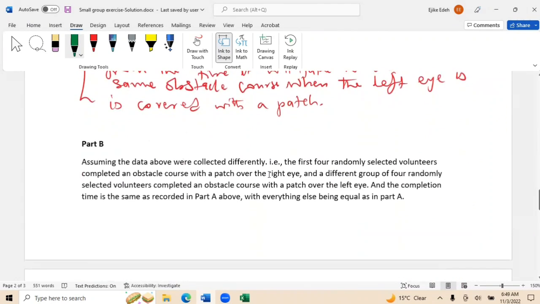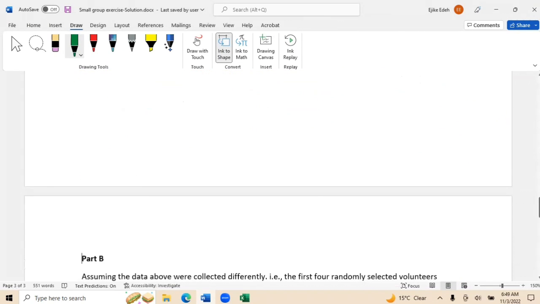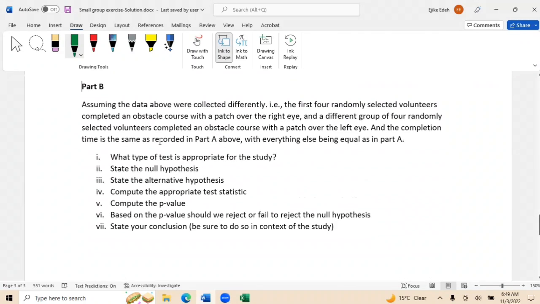So let's move on to part B here, and I can take this to the next page. Okay, so it says here, assuming the data above were collected differently. Pay attention to this. And how differently was it collected?